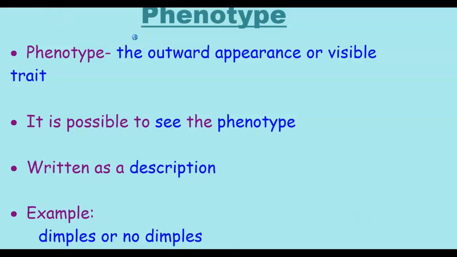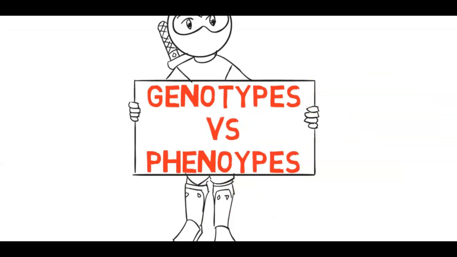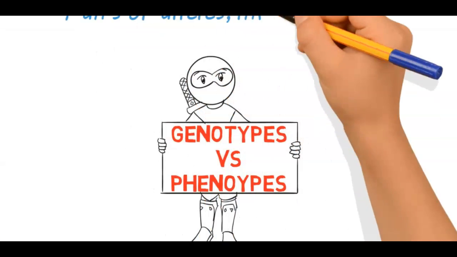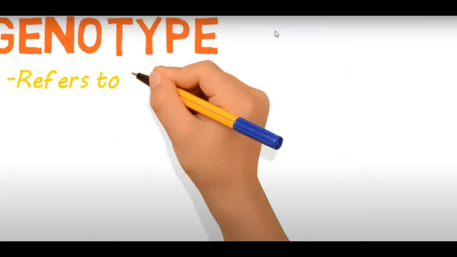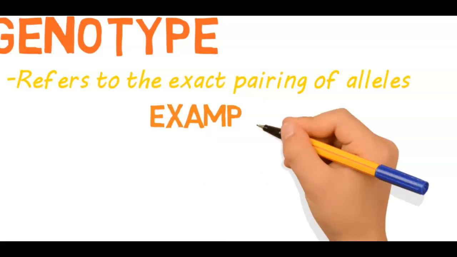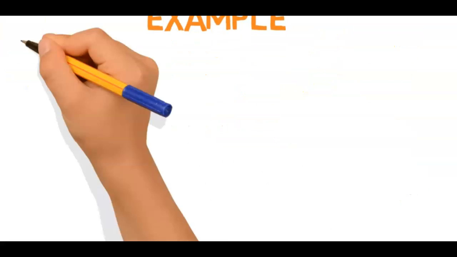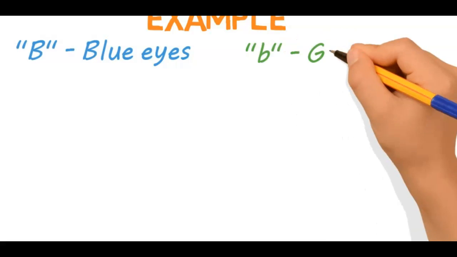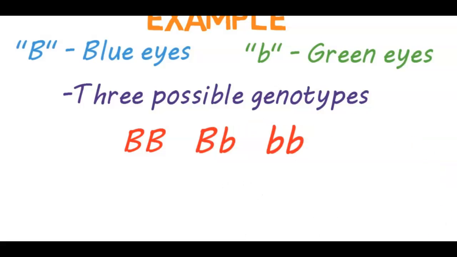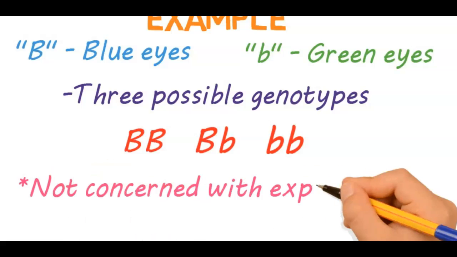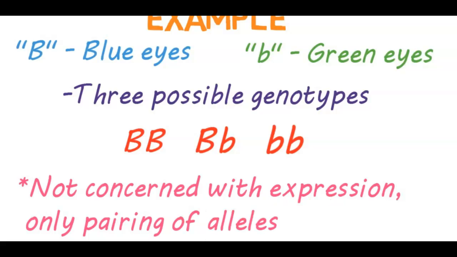Okay, let's quickly review that. Genotypes versus phenotypes. When you have a trait that is a pair of alleles, such as big B or little b, we can refer to them in two different ways. The first is the genotype, which refers to the exact pairing of the alleles. For example, if we're dealing with eye color and there are two alleles, a big B for blue eyes and a little b for green eyes, then there are three possible genotypes: big B big B, big B little b, or little b little b. These are the possible pairings of the alleles. The genotype isn't concerned with the expression of the trait, only the pairing of the alleles.